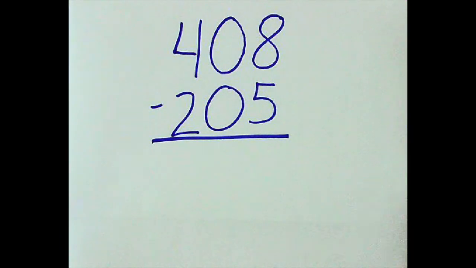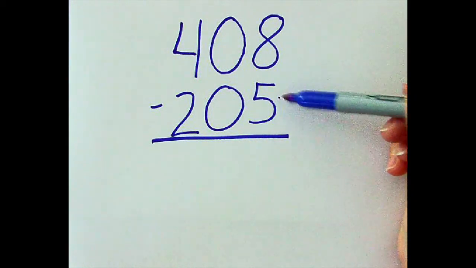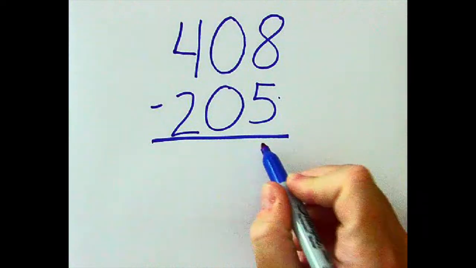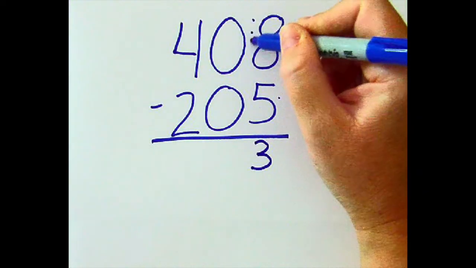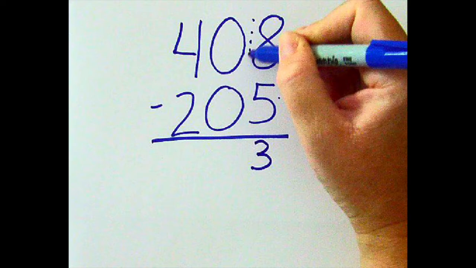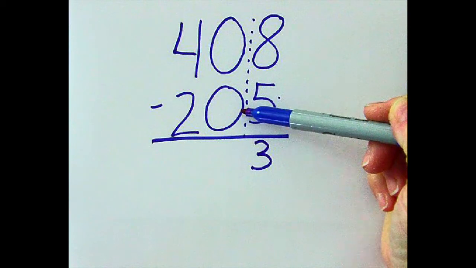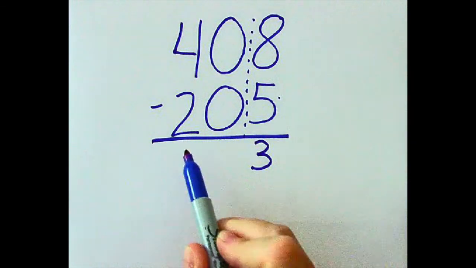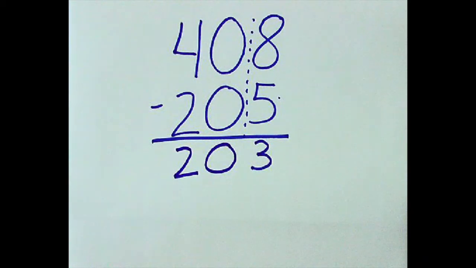Here's another example of that kind of thinking. Looking at these two numbers, I can start with 8 ones and subtract 5 ones, which gives me 3 ones. Then again, looking at this as a group of tens, instead of having 0 tens and 4 hundreds, I can say 40 tens subtracting 20 tens to give me 20 tens, and a difference of 203.